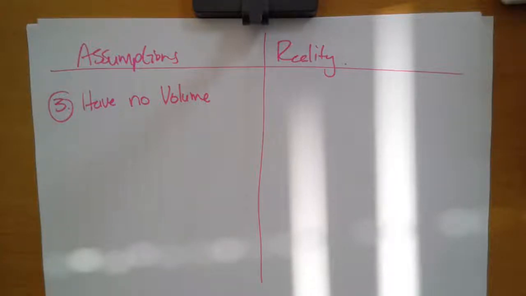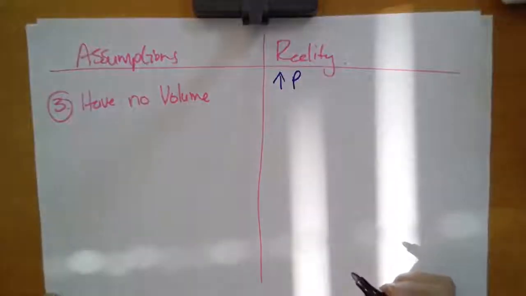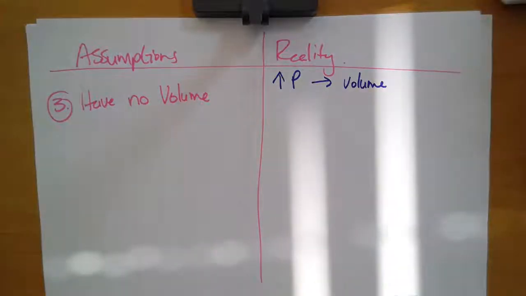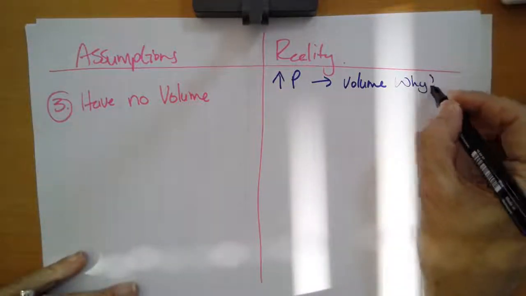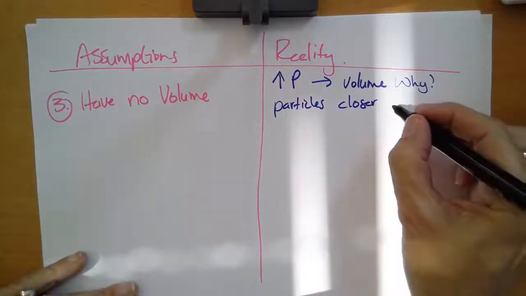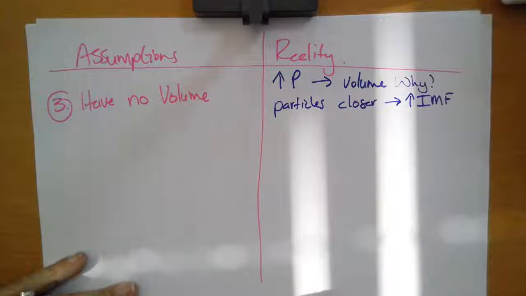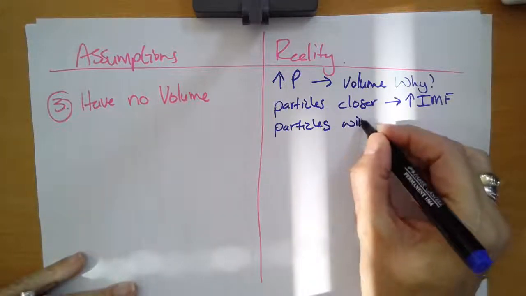Now, in reality, this is not true. When will this happen? In other words, if I increase the pressure, I will have volume, because the particles will move closer together. So if I increase the pressure, I will have volume. Why? Particles move closer together. If they are closer, I have an increase in intermolecular forces. If I have an increase in intermolecular forces, it means particles will start sticking together.